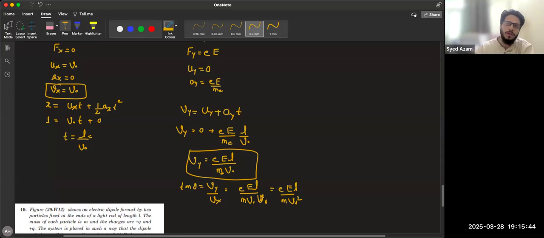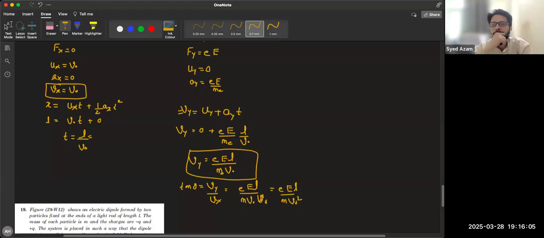This is the velocity along the y-axis. Can you calculate displacement along the y-axis? Velocity by time. Velocity into time is valid only if acceleration is 0. If there is an acceleration, then you have to use equations of motion. So which equation will you use?